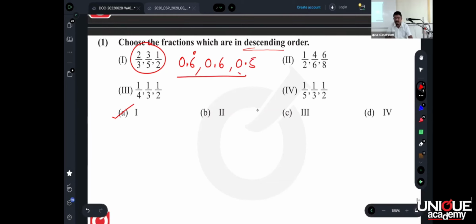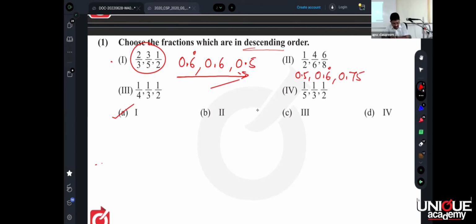So these are in descending order, that is decreasing order, only in the first set. You may think second, third, and fourth might be, but by chance they are in ascending order. Why is it so? 1 upon 2 is 0.5. 4 upon 6, that is 2 upon 3, that is 0.6 recurring, and 6 upon 8 is nothing but 3 upon 4, that is 0.75. So we have these in ascending order.